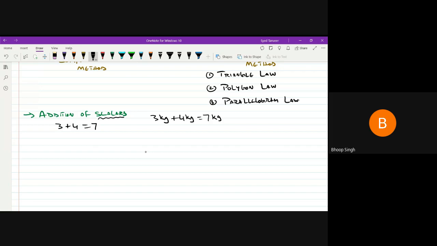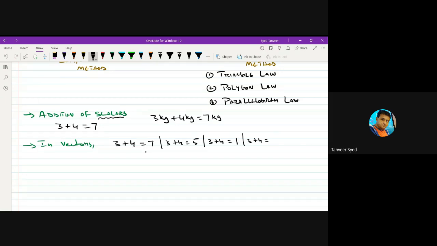So 3 plus 4 always gives you 7 in scalars, but in vectors, 3 plus 4 can give you 7. 3 plus 4 can give you 5. 3 plus 4 can give you 1. 3 plus 4 can give you 6. Different possibilities are there. How?